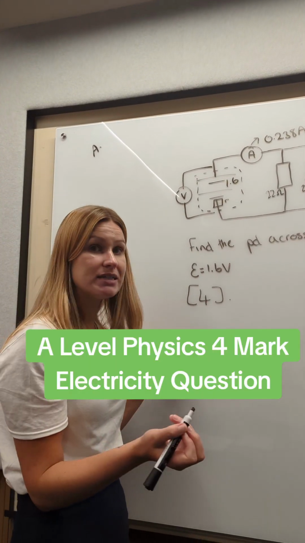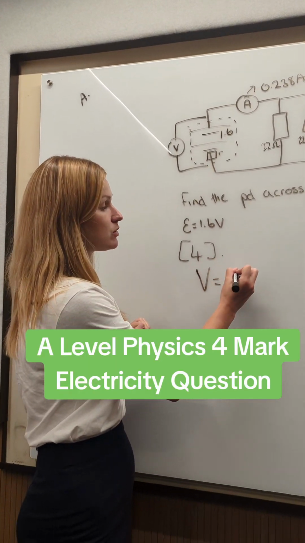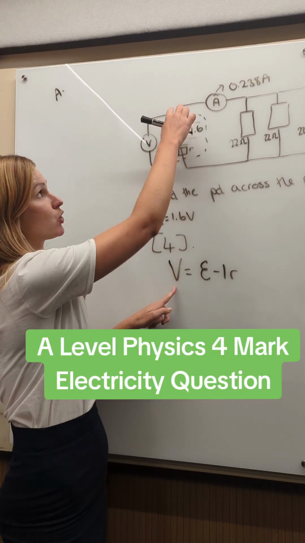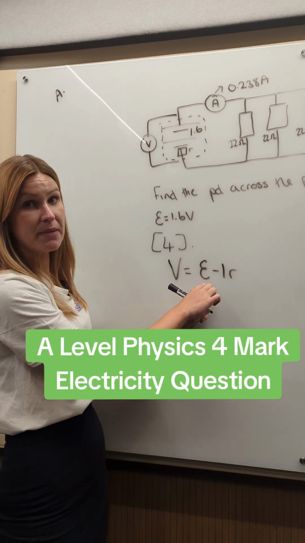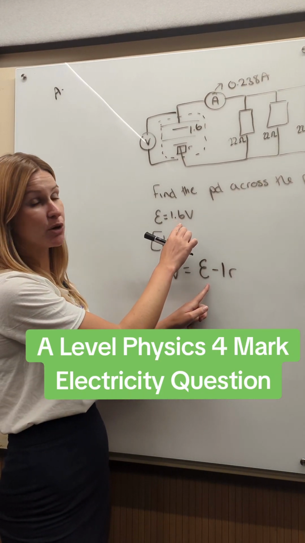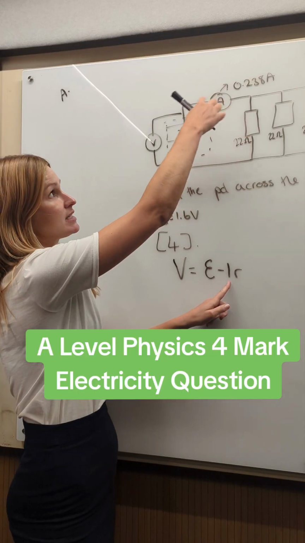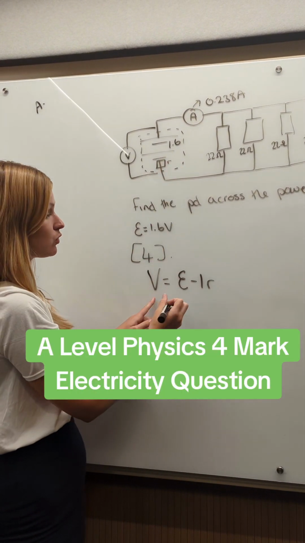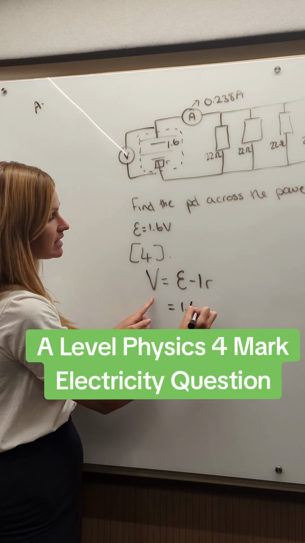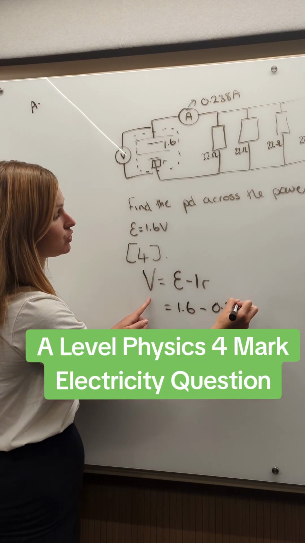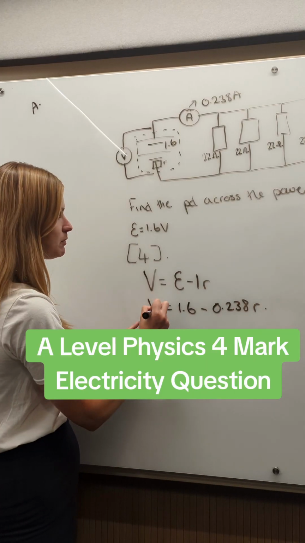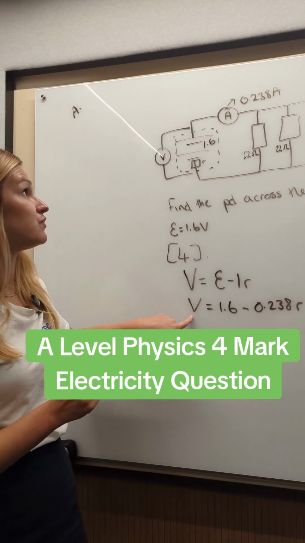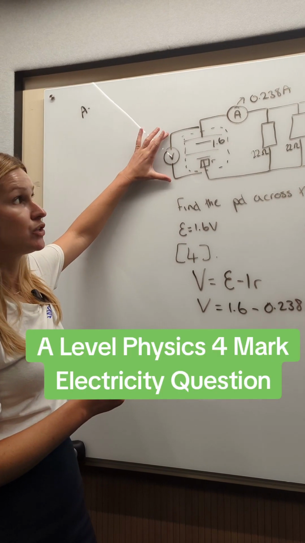Okay, so the equation on my data sheet to calculate this is V equals EMF minus I times r. So the potential difference across the cell equals the EMF, what the cell can actually give me if it was perfect, take away whatever current is flowing through it, times the internal resistance in my circuit. So already I can just pop in 1.6 minus 0.238 times r must be V. Okay? So the first thing I can calculate is V, because V is the potential difference across the circuit.